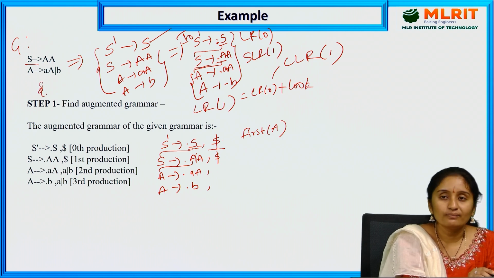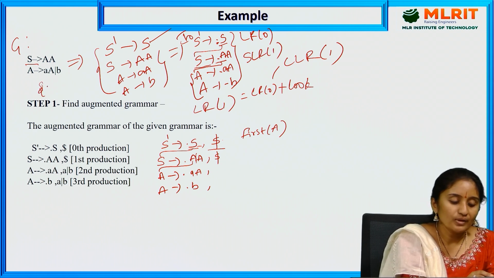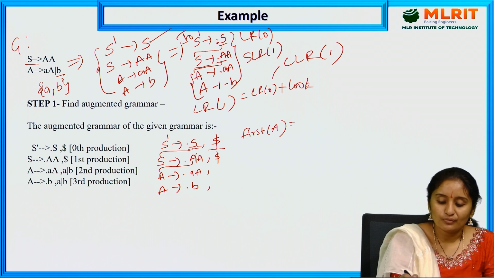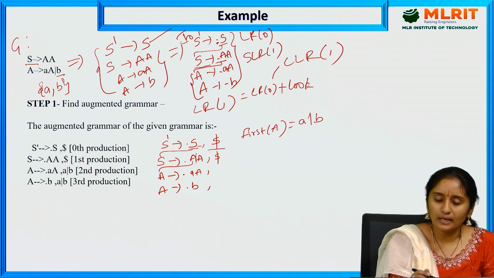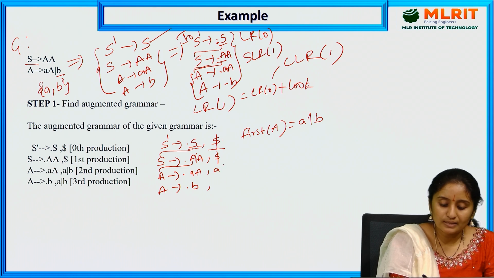What are the first functions there? First of A: in the RHS part, the first one is A and the next one is B. A comma B. So first of A is equal to A or B. A comma B, or A or B. So the same thing is written here.